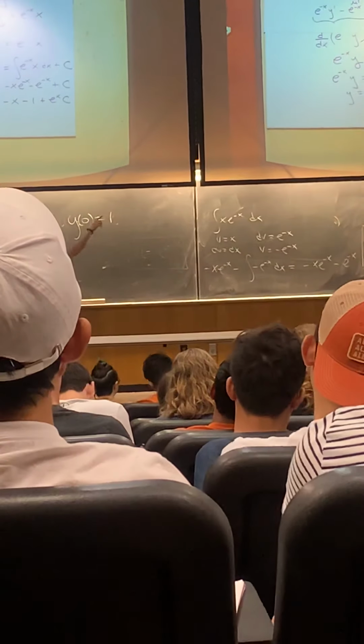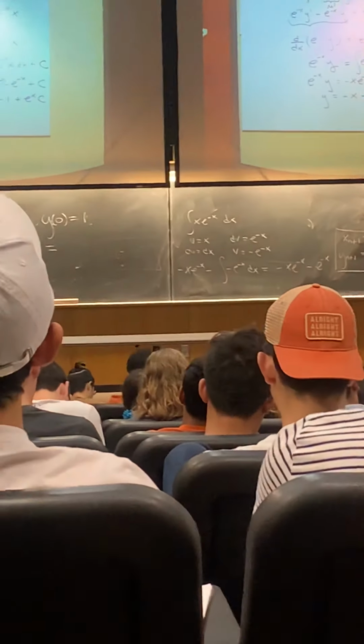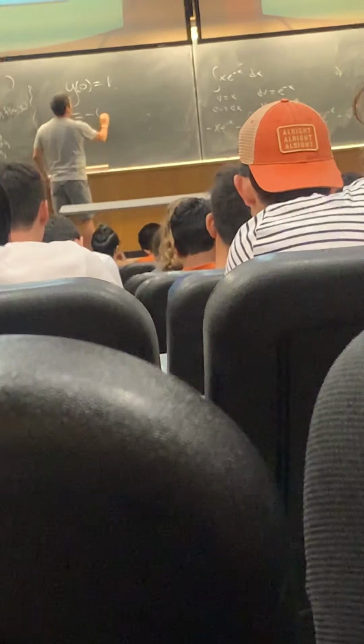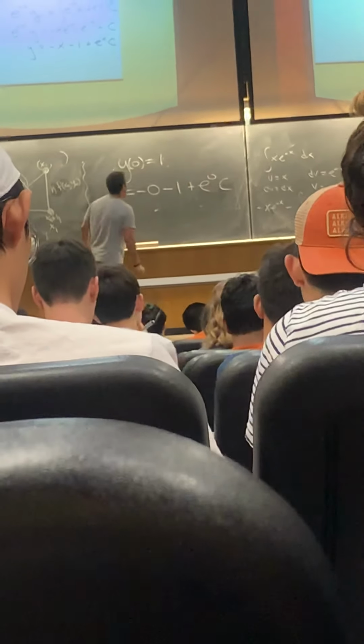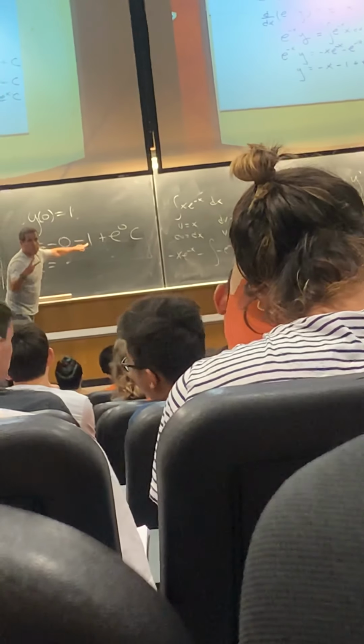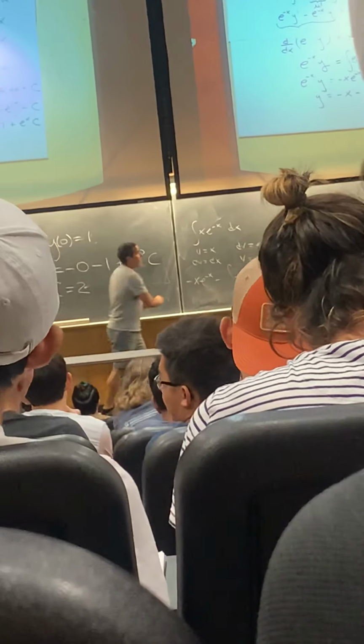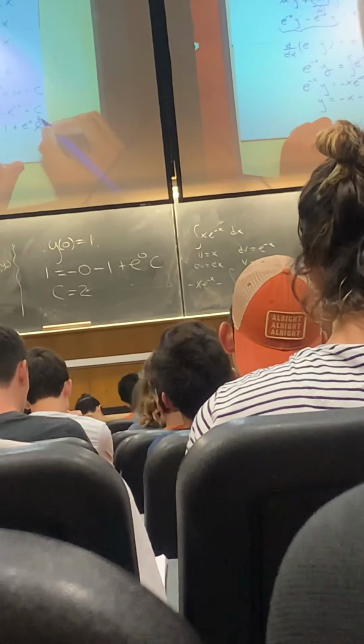So I proceed to plug in on the last answer. 1 is the y, is 1, minus 0, minus 1, plus e to the 0, c. So c becomes 2. Okay with that? So then I plug in my 0 and my 1, that becomes a 2, right there.